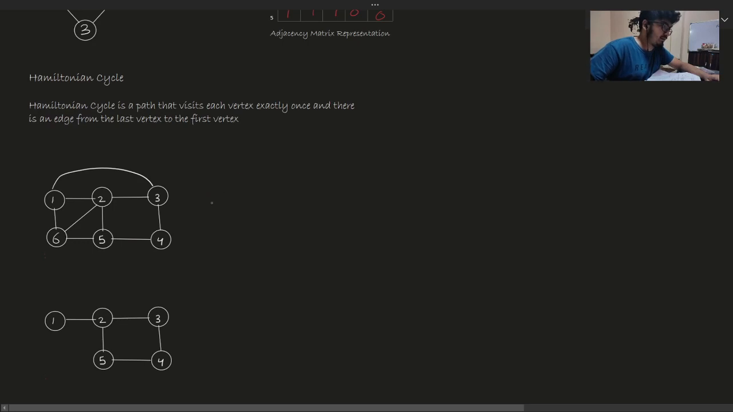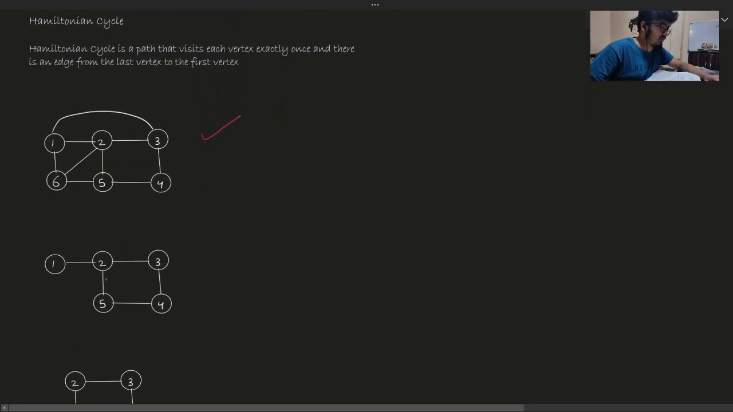Similarly in this one, we have more than one Hamiltonian path. So if we go from 1 to 6 to 2 to 5 to 4 to 3 and then again to 1, this is also a Hamiltonian path. So we can make more than one Hamiltonian path.